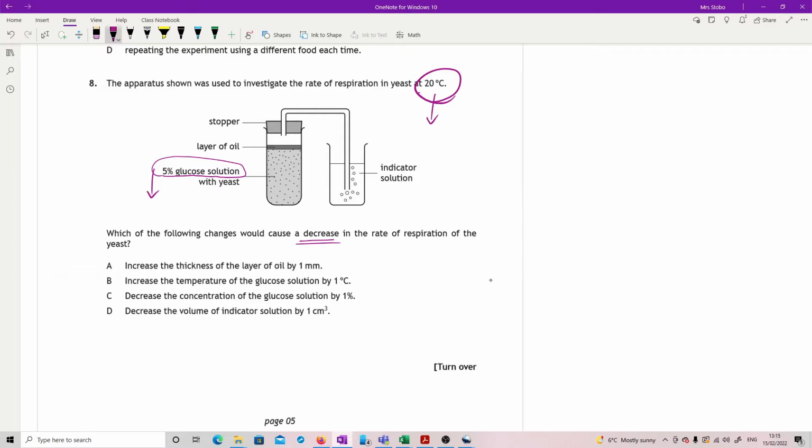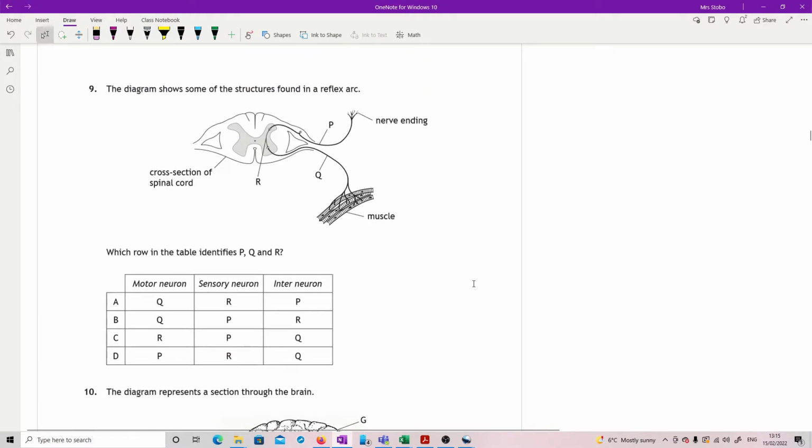The rest of it has nothing to do with the rate of respiration of the yeast. The layer of oil is basically just stopping air from getting in, because we're looking at fermentation here. And the indicator solution is just showing what's going on, but it's not actually part of the yeast. Okay, so it's not about increasing the thickness of the oil. Increasing the temperature would probably make it go faster. Decreasing the concentration, that would definitely impact on it. Decreasing the volume of indicator has got nothing to do with it. So C is the answer for that one.